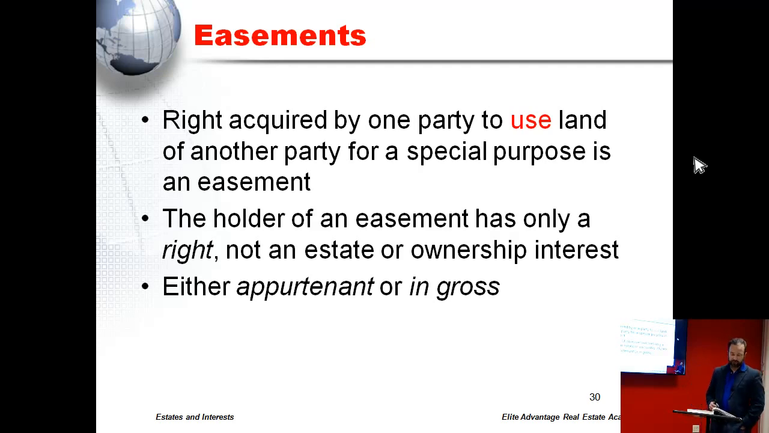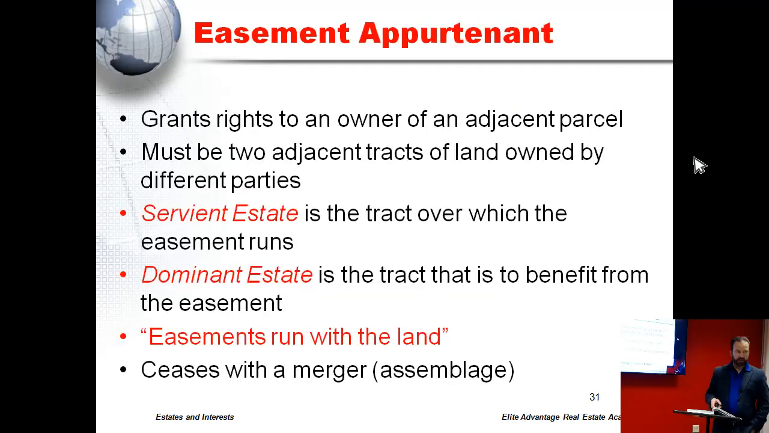or in gross. Okay, now an easement appurtenant is where it grants rights to the owner of the adjacent parcel. There must be two adjacent tracts that are owned by different parties. So you can't own property next door and then give yourself what's called an easement appurtenant. There is a servient estate, which is the tract of land over which the easement runs, and the dominant estate is the tract that is to benefit from the easement.